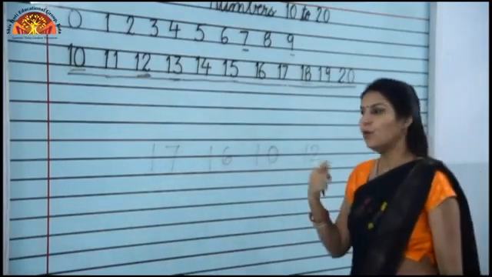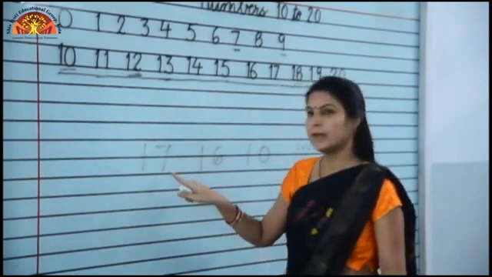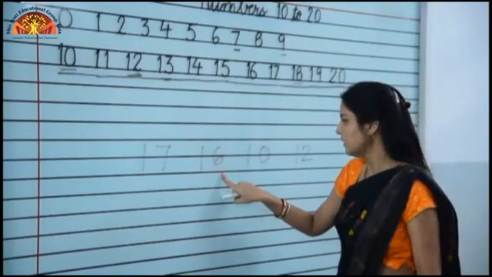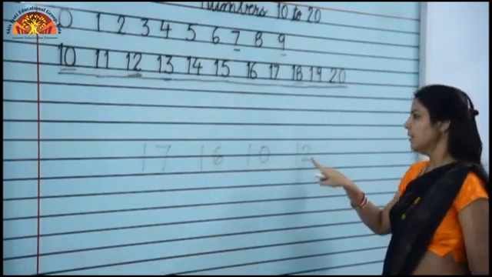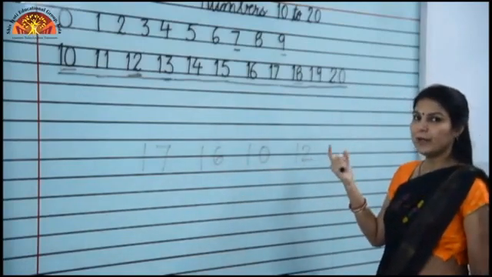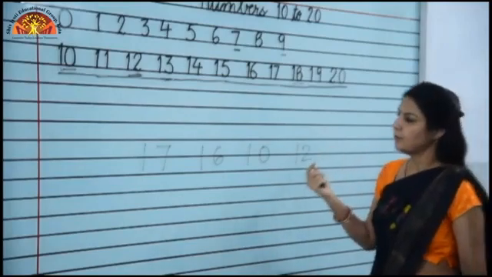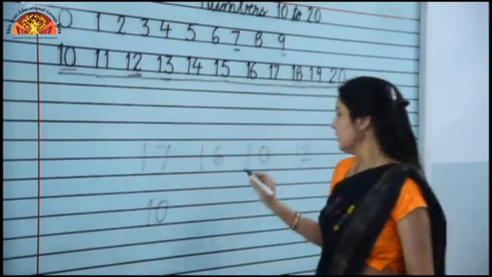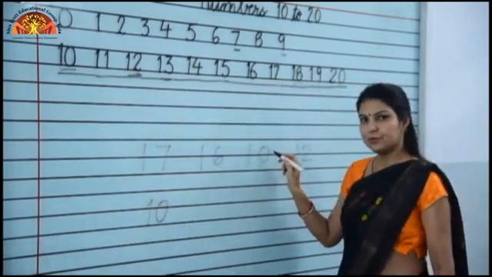Now we will move on to the ones place. अब हम move करेंगे ones place पर. Here 7 is written, 6 is written, 0 is written and 2 is written. Now you know very well 0 is smaller. So first of all we will write 1, 0, 10. Now leave this number. इस number को छोड़ दीजिए.